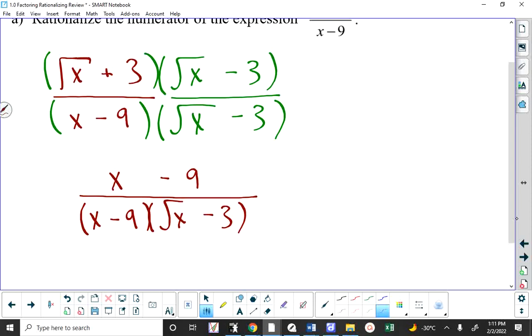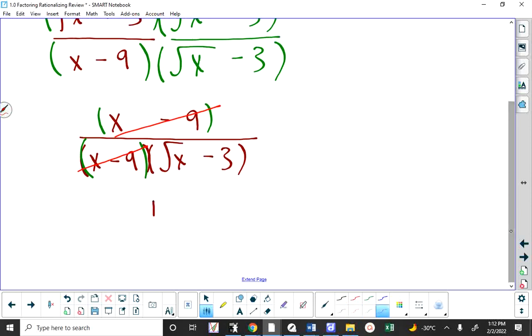I hope it is, because now what we have is this factor of x minus 9 in the numerator and denominator. And remember, I've tried to drill this into your heads for a couple of years for some of you. A factor is something that is in its own set of brackets being multiplied by the other stuff. And you're only ever allowed to cancel factors. So x minus 9 and x minus 9 are gone. And we're left with 1 over root x minus 3. And that's the answer.